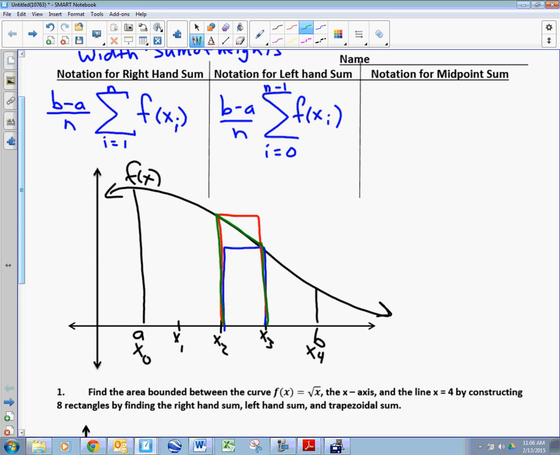Looking at this, can you see that the trapezoidal sum is simply the average of the left hand and the right hand? So therefore, trapezoidal sum is equal to left-hand sum plus right-hand sum, and we divide that by 2. Once you get the right-hand and left-hand, average them to get trapezoidal.